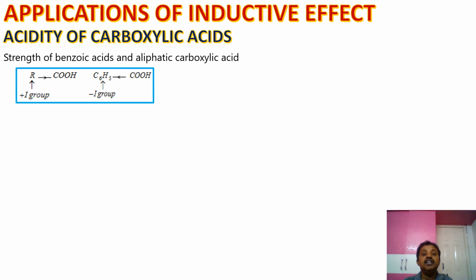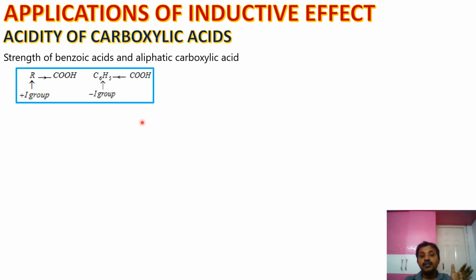The reason is that in the phenyl group, all the carbon atoms are sp2 hybridized. Because of sp2 hybridization, as the s character increases, the electronegativity increases, and as the electronegativity increases, it acts as an electron withdrawing group. Because of that, the phenyl group acts as an electron withdrawing group and shows the negative inductive effect.